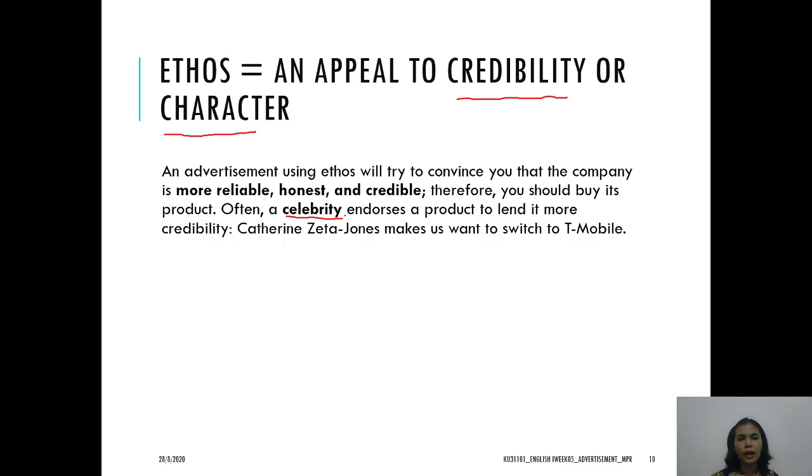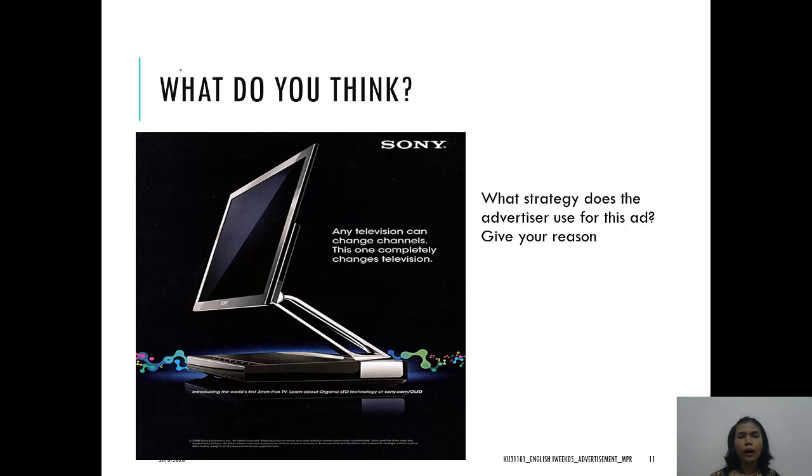For example, Catherine Zeta-Jones makes us want to switch to T-Mobile, or, I don't know, Shahrini is using this compact powder. Why don't you? Okay, so something like that is an ethos strategy to persuade the customer to buy the product. So in summary, we have ethos, we have logos, and we also have pathos. So now, what do you think of this strategy over here?